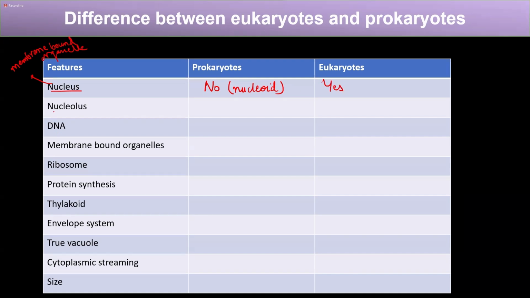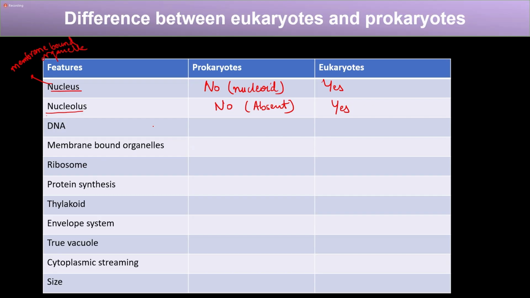The second structure is the nucleolus. If you remember the first lecture, I told that nucleolus is a characteristic feature of a eukaryotic cell. So it is present in the eukaryotic cell, but in the prokaryotic cell, it is not present. So you can say no or absent. Okay, so nucleolus is absent in the prokaryotic cell.